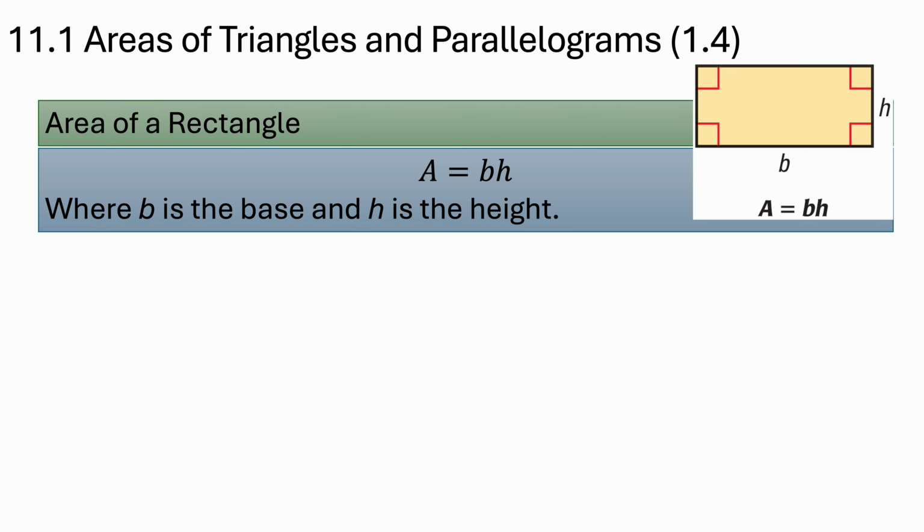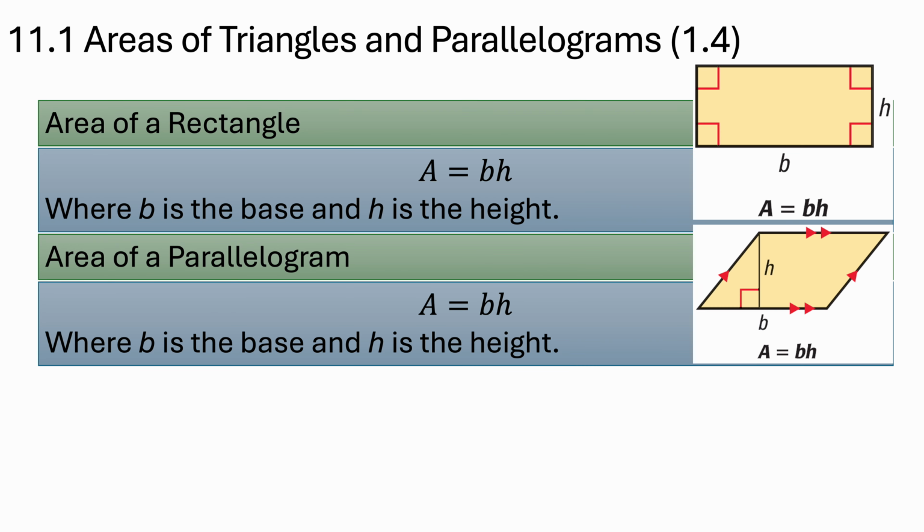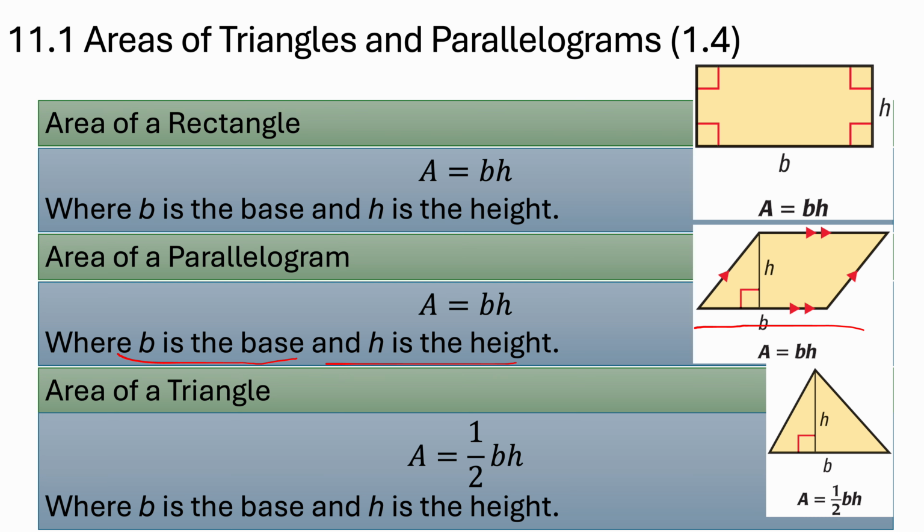Rectangle area is base into height. Area of parallelogram is also base into height. This is the height, the altitude, where B is the base and H is the height. Area of triangle is half base into height.